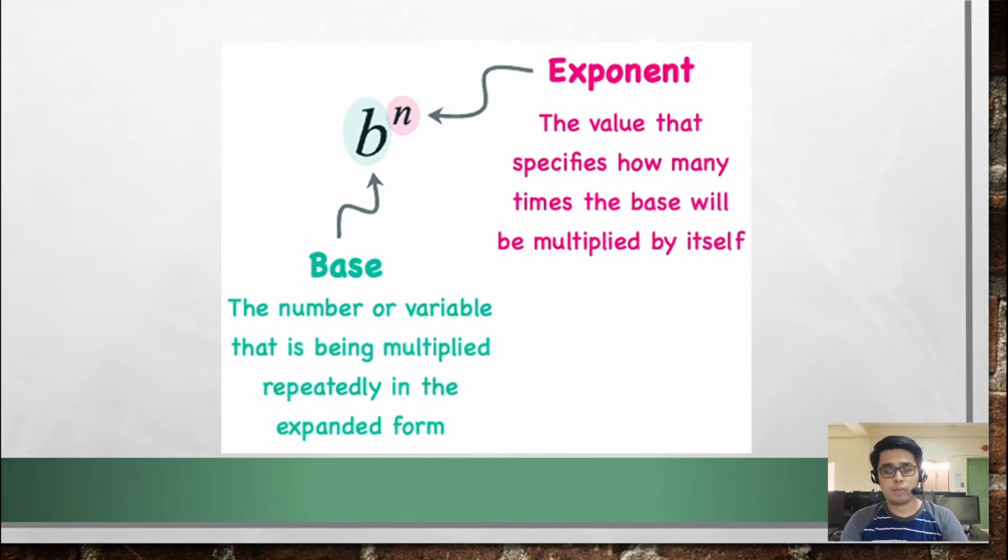So we have what we call the exponent. Ano ba yung ibig sabihin ng exponent? Kapag merong term na nandyan, it's either number or variable, okay? Tingnan natin, yung exponent, the value that specifies how many times the base will be multiplied by itself. So ano ba yung base pala muna? Pag sinabing base, ito is number or variable that is being multiplied repeatedly in the expanded form depending on the exponent.